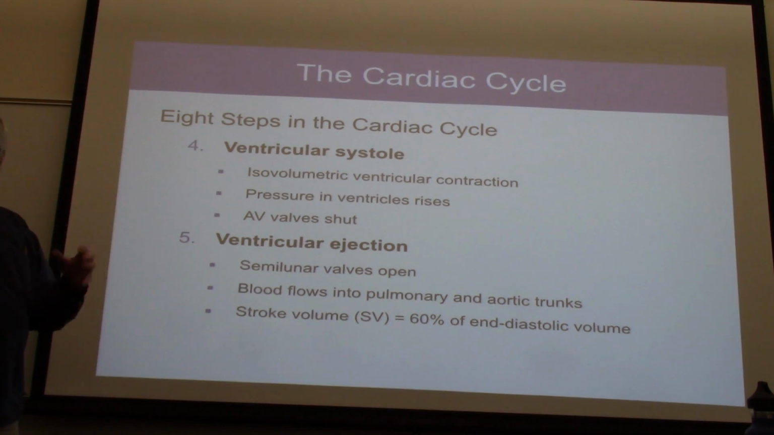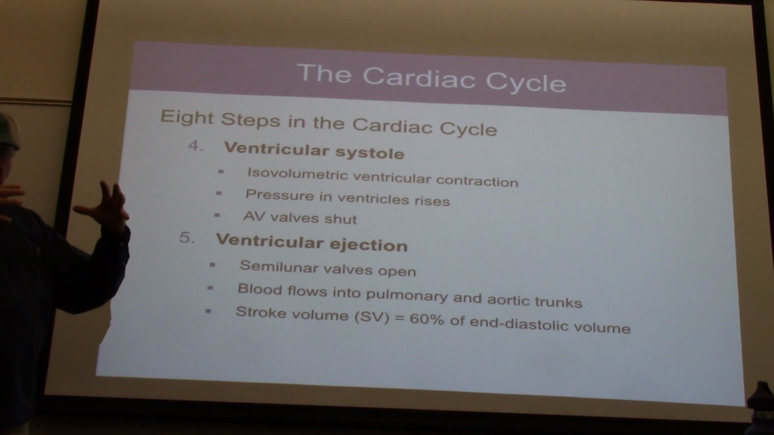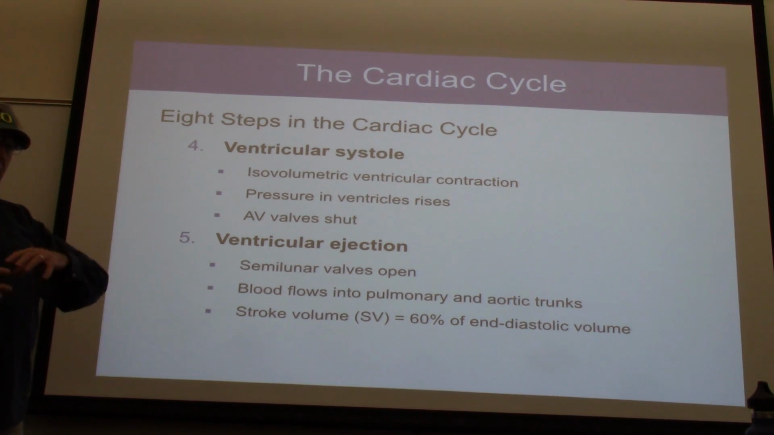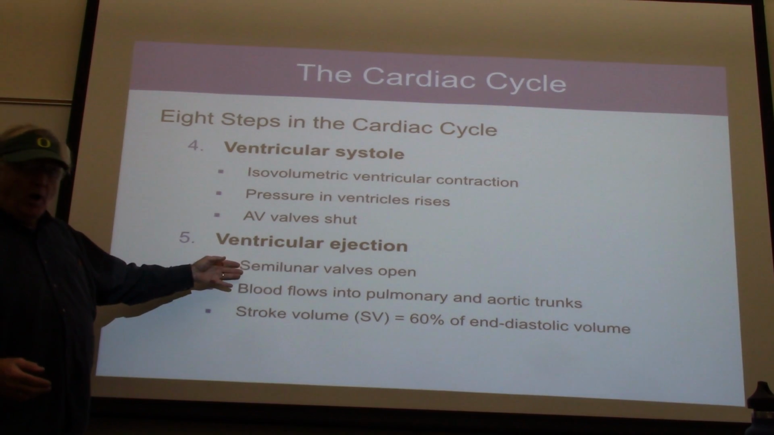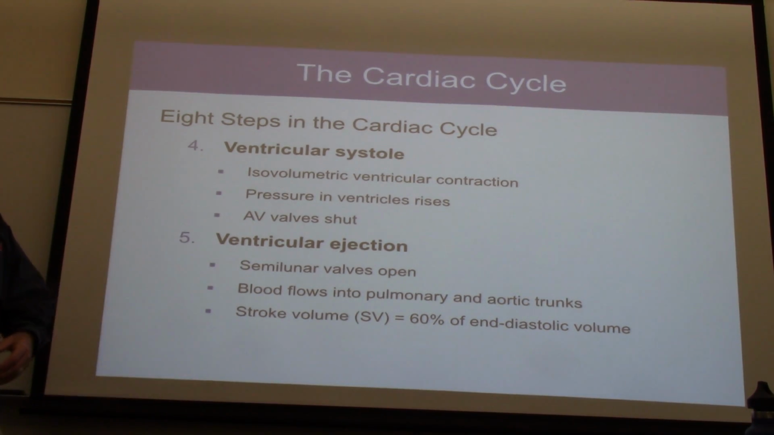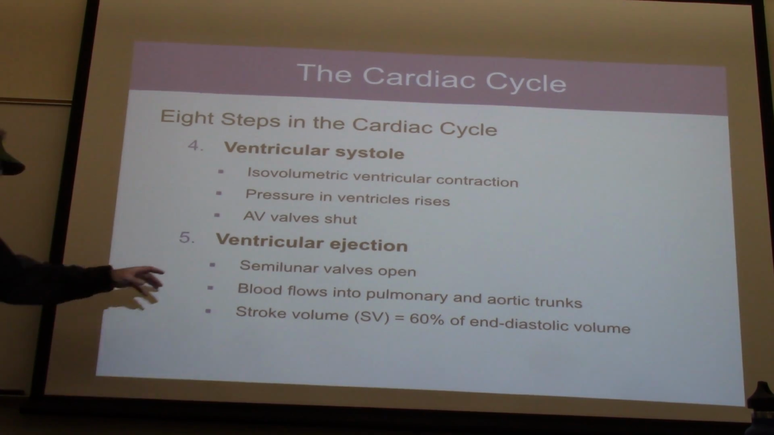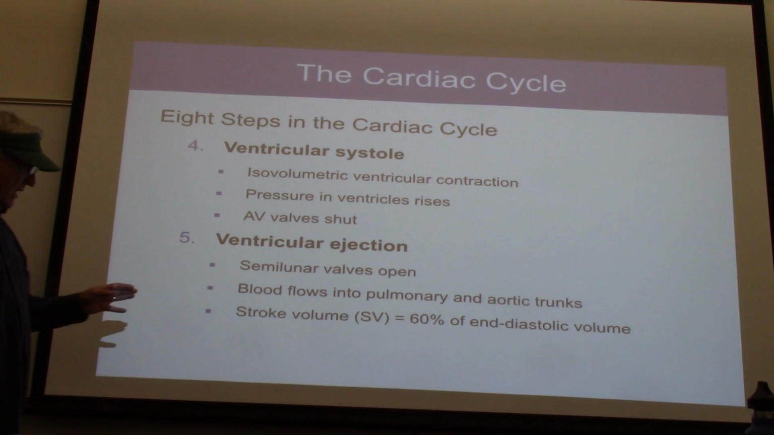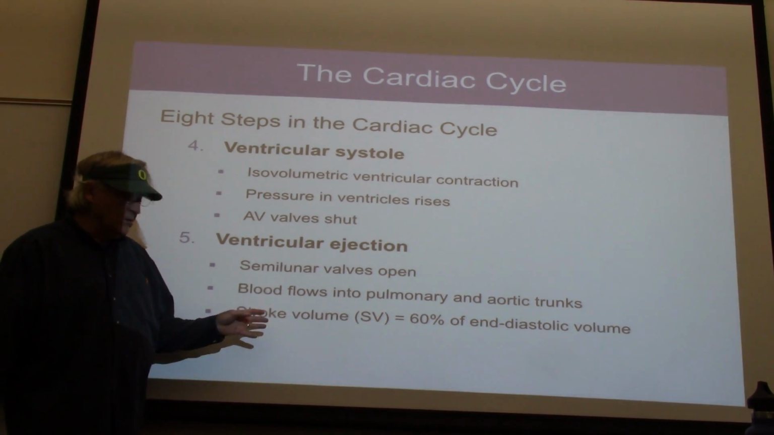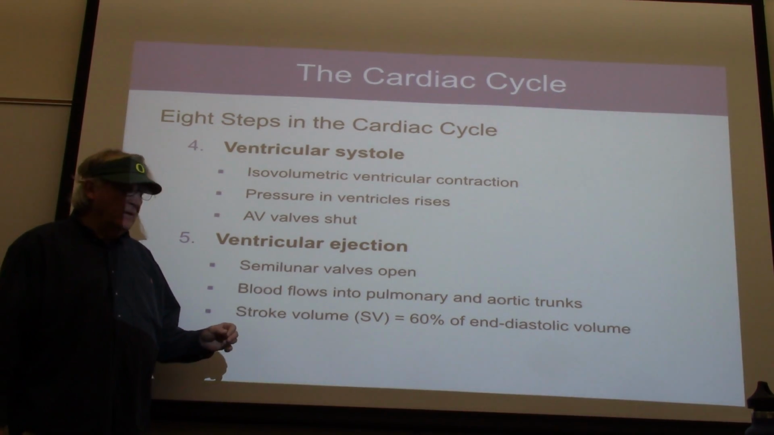Open as it starts coming out. The two semilunar valves, remember, are the aortic valve on the left side and the pulmonary valve on the right side. But they've got to be open for that blood to come shooting out of the ventricles. Blood starts to flow out through the pulmonary and the aortic trunks, as we just mentioned, and that accounts for what we call stroke volume.